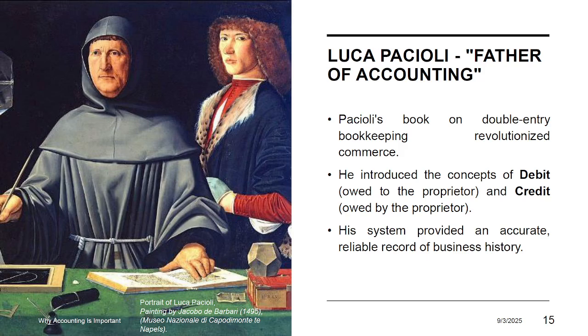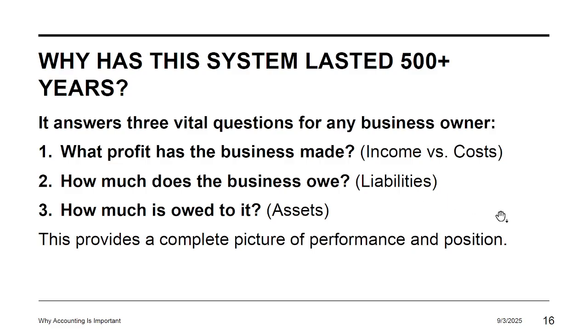His book on double entry bookkeeping revolutionized commerce. He introduced the concept of debit. It means what is owed to the proprietor. And another is credit. It means what is owed by the proprietor. So his system provided an accurate and reliable record of business history. So he also, I think, was a Dominican Father, right? So now we look at this double entry bookkeeping system.